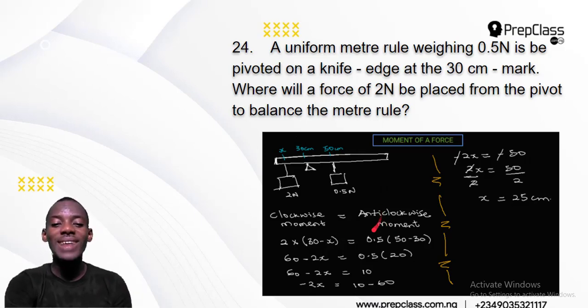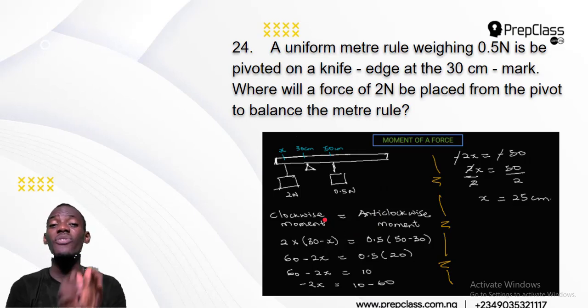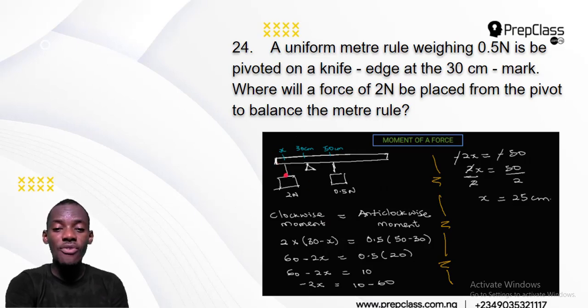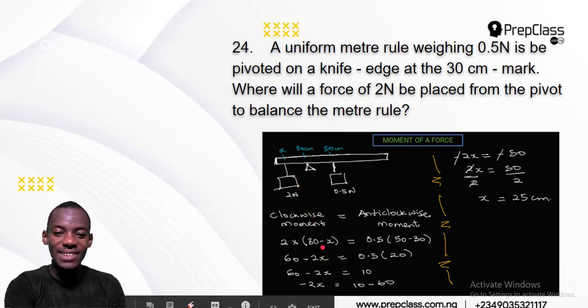So now what is the right answer? You know, the word moment means force times distance. Actually, it is force times perpendicular distance. So the force at this side, the first force, is 2 Newton. Now what's the distance? You have to subtract this point from the pivot. That's 30 minus x. That is the distance. So this is the force and this is the distance.